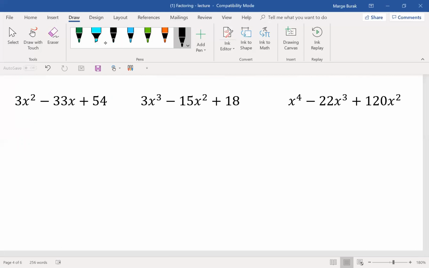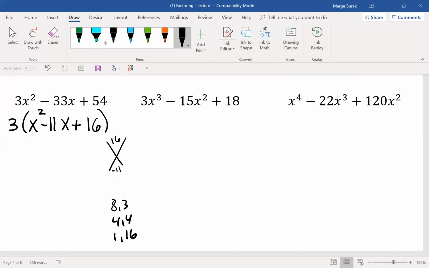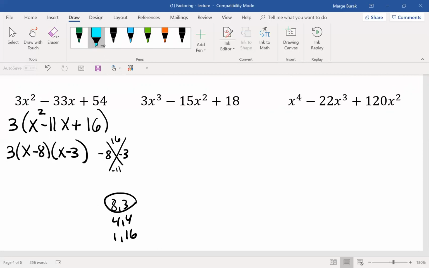Okay, hopefully you paused the video, and if you needed time to do these, these are just stranger ones, so I'm going to try these. Okay, they all have a 3, and I'm left with x squared minus 11x plus, let's see, 3 goes into there, 16. Is that correct? Okay, 4, yes. Okay, now we've got multiply to 16, add to -11. I've got 8 and 3, 4 and 4, 1 and 16. I'm going with the 8 and the 3 because since one's positive on top, they're both going to be negative. So we'll take the x minus 8 and the x minus 3. Okay, there we go.